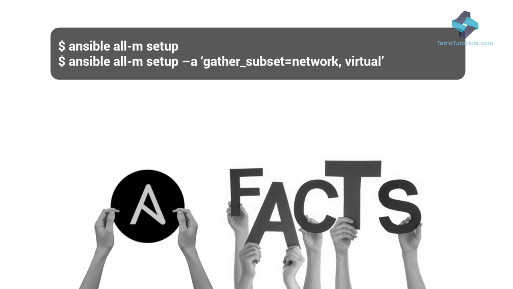Let's look at this example. ansible all -m setup -a gather_subset=network,virtual. So if we look at the filtered facts, you can see we are trying to filter the facts and restrict the additional facts to the given subset.